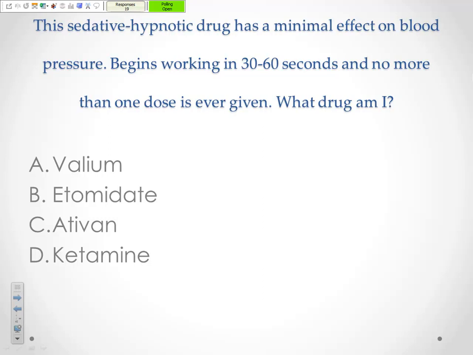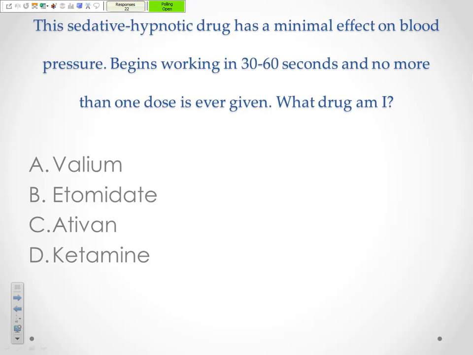So this is a sedative hypnotic drug that is usually a first-line drug in RSI. Because if you do RSI, you have to sedate them first, correct? Yes. Then give the paralytic. You don't give the paralytic right away unless they're completely unconscious. If they're conscious, you have to give them a sedative or hypnotic and then give them a paralytic. So this drug would be given first.